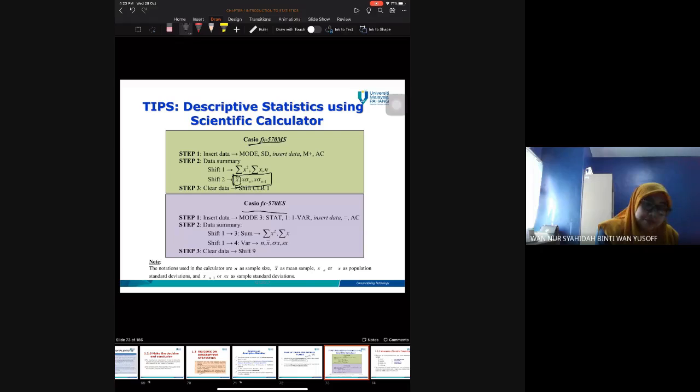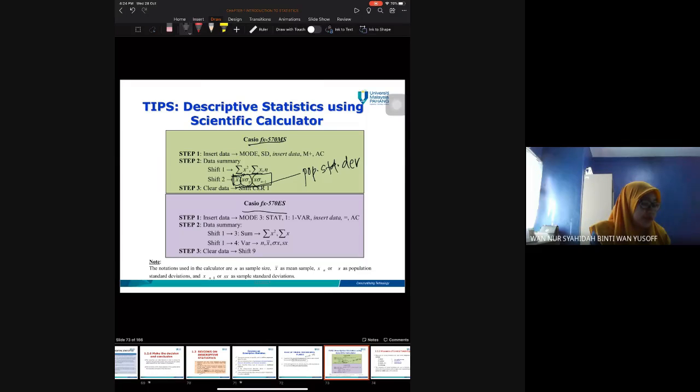Okay, x bar is the mean. It doesn't matter whether the data that you key in is a population or sample, we will use the same mean, because we have a similar formula for both population mean and sample mean. So in the calculator we use the same value. The second value here is the population standard deviation. So if you need the variance, you just square the value given.